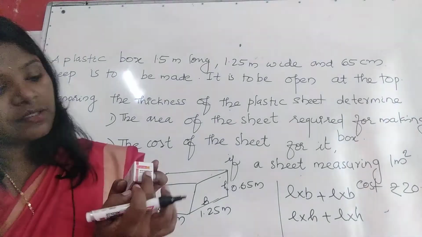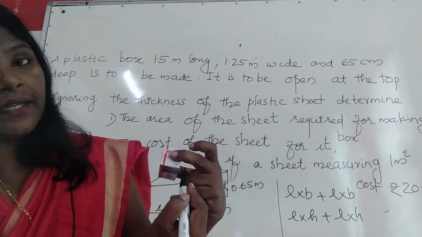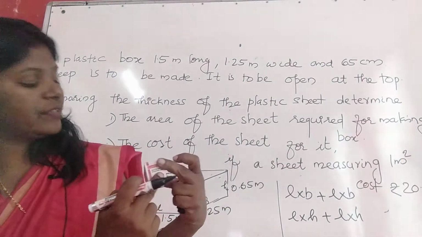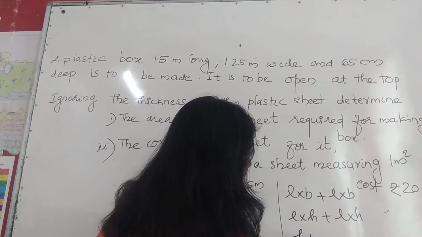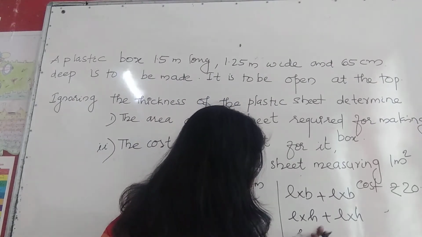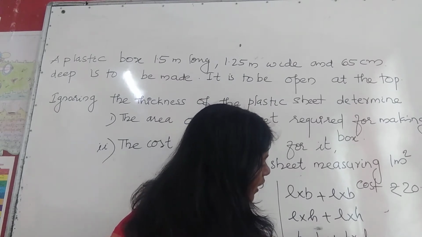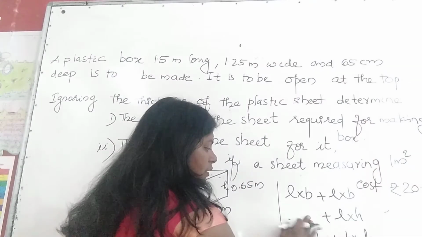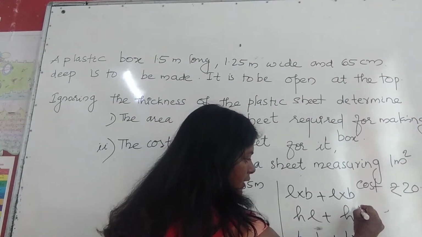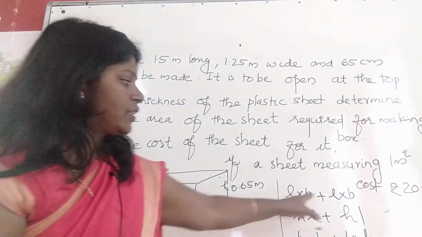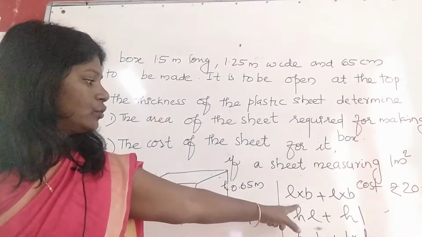This face and this face have the same measures, that is breadth and height. So how can we find the area of this face? Again it is a rectangle. So we write B into height, two faces. Height as H, you can write HL or LH, no problem. Okay, how many faces are there? 1, 2, 3, 4, 5, 6. Six faces are there.